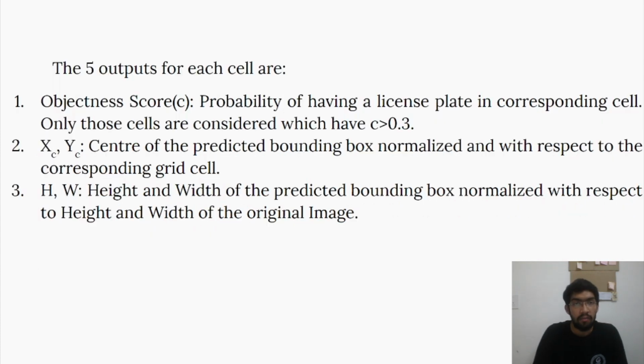Then the 5 outputs of each cell are: first, the objectness score, which will represent whether the object is present in that cell or not. XC and YC represent the center of the predicted bounding box. And H and W represent the height and width of the bounding box.